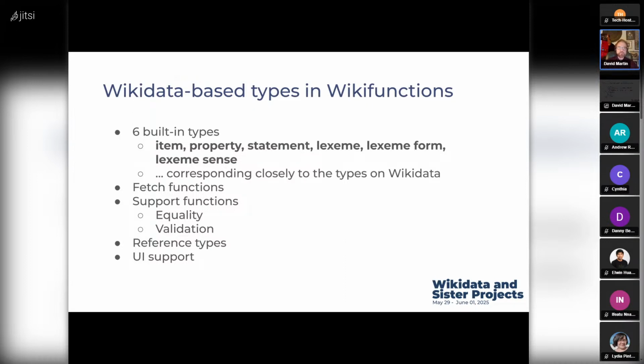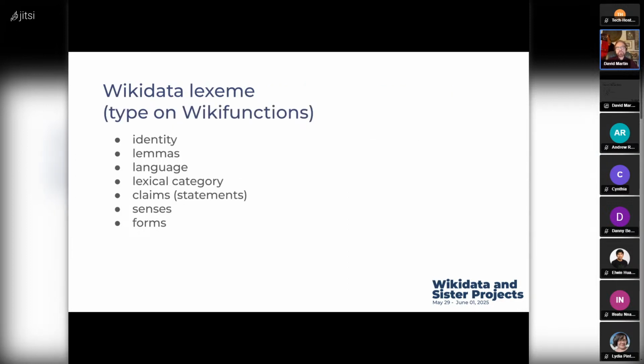For each of these types, except for statement, we have fetch functions, which allow you to pull content over from Wikidata. We have support functions such as equality and instance validation. We also have reference types, which make it possible to point to Wikidata entities without actually downloading them, and UI support for working nicely with Wikidata content. For example, our Wikifunctions type called Wikidata lexeme has all of these 7 properties directly reflecting what you will see in a particular lexeme on Wikidata.